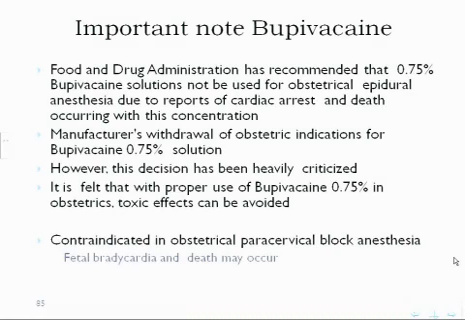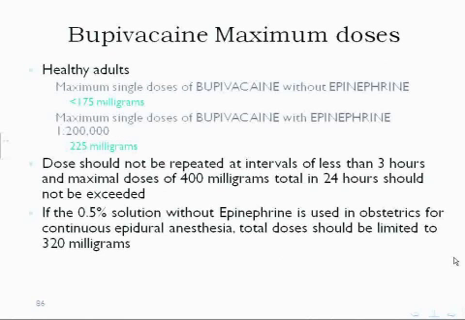The other thing where you can get in trouble is if you do a paracervical block. It's so near to the head of the baby that you inject it indirectly into the brain of the baby, you kill the baby. So 0.75% is contraindicated for paracervical blocks completely as well. Bupivacaine, the maximum dose when you give it without epinephrine is less than 175 milligrams, which is still a lot of volume.